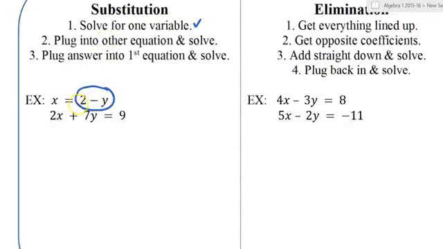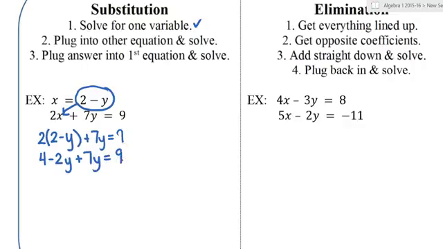So what we're doing is we are substituting this in for x because it is equal to x. So what you get is 2 times, instead of x, we're putting in 2 minus y. Bring everything else down. So plus 7y equals 9. Solve. Distribute. Combine like terms. So 4, and then negative 2y plus 7y is positive 5y. Again, pause if I'm going too fast. Subtract 4 and divide. So you get y equals 1.